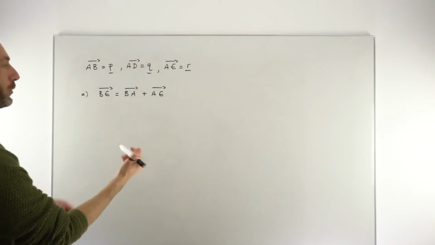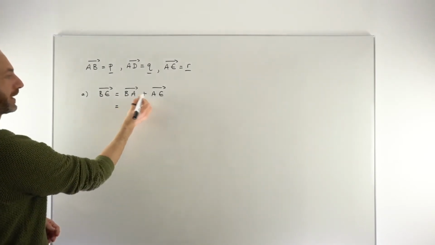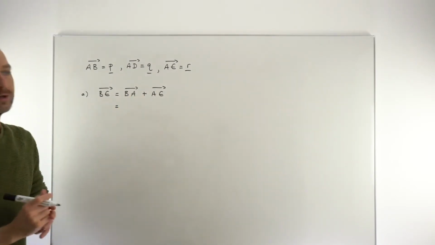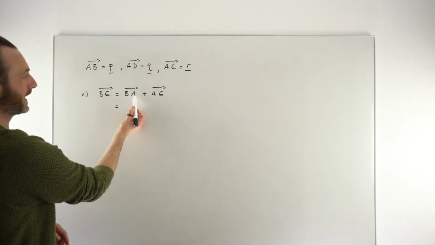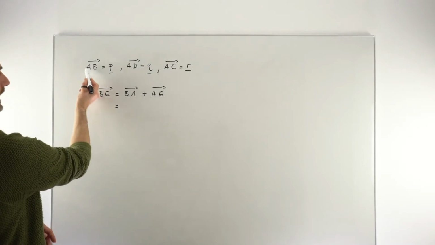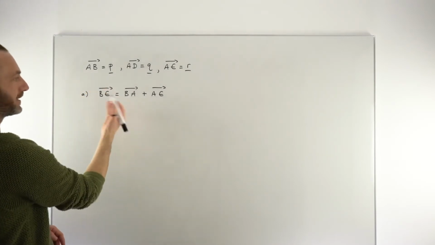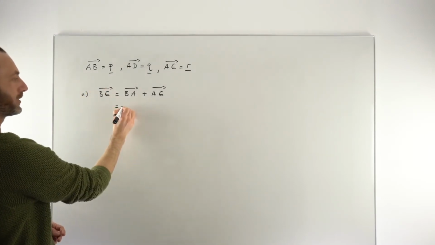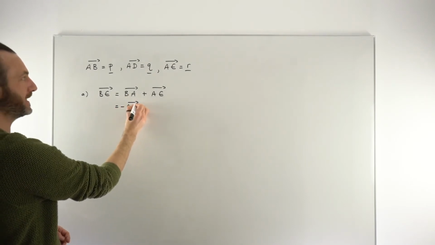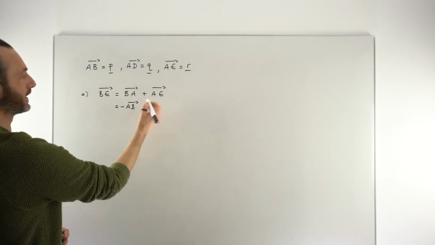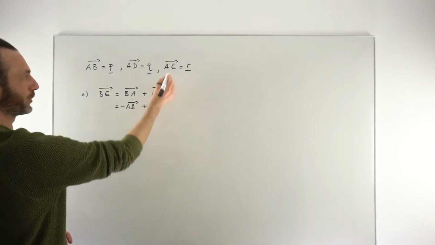So that's basically how we go about this question, and then we just need to plug in the P and the R equivalents for these. So we don't have B to A in the question, but we do have A to B. So B to A and A to B are just the negative of each other. So B to A is a negative of A to B, and then A to E, we do have in the question, which is little r.